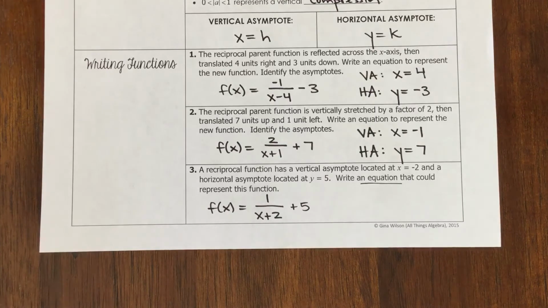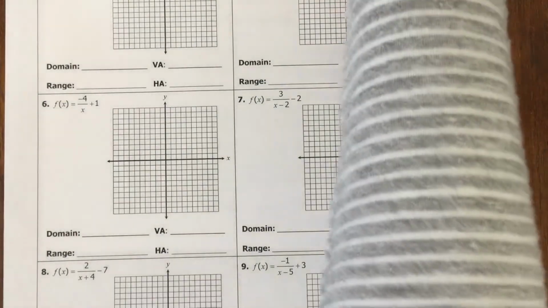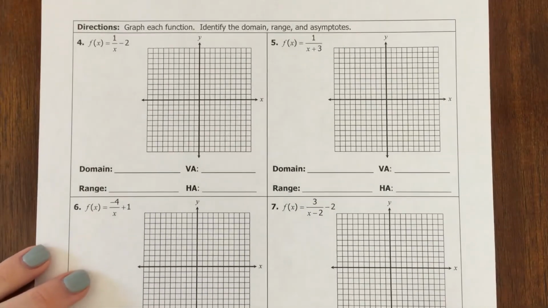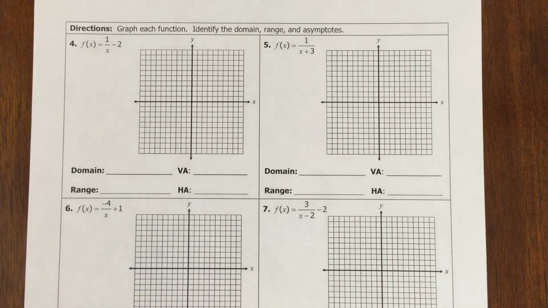All right, so let's look at the next page, and we're going to do a few of these graphs. We're just going to do the odd graphs on the next page. So starting with number 5, we've got 1 over x plus 3. So I'm going to walk you guys through the method that we're going to use. The very first thing we're going to do is identify the vertical and horizontal asymptotes so we can sketch those in, and then we'll talk about how to get more points.